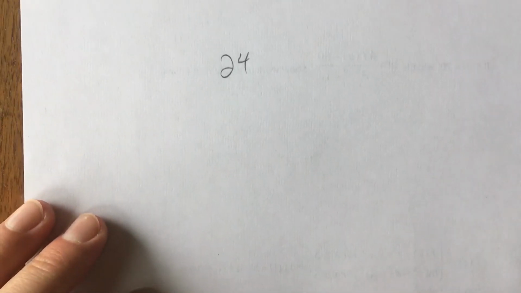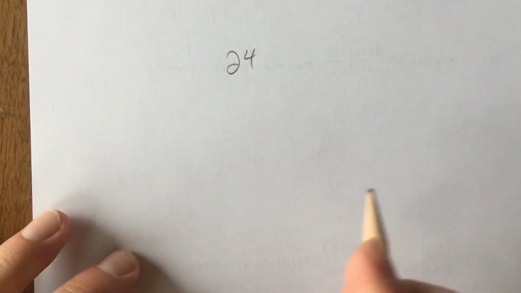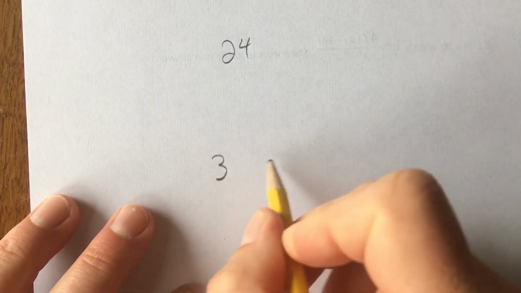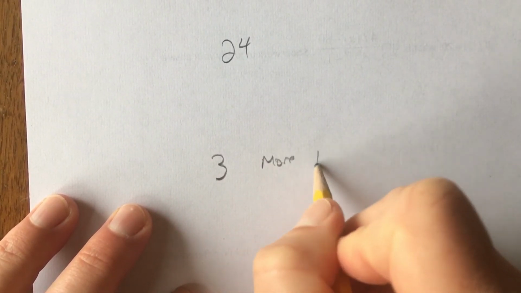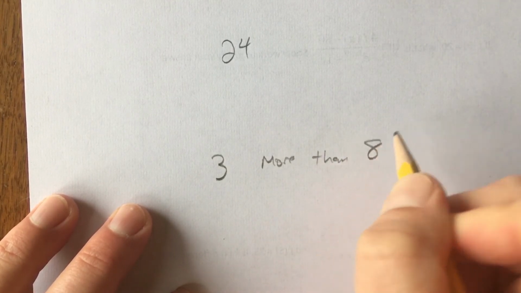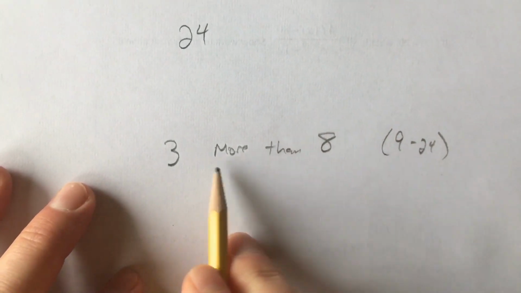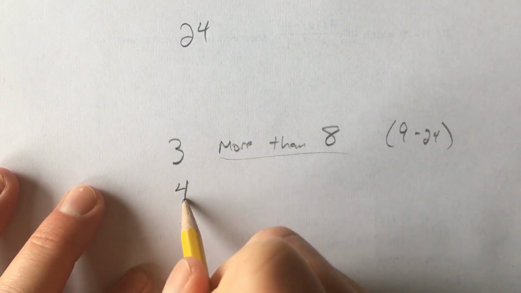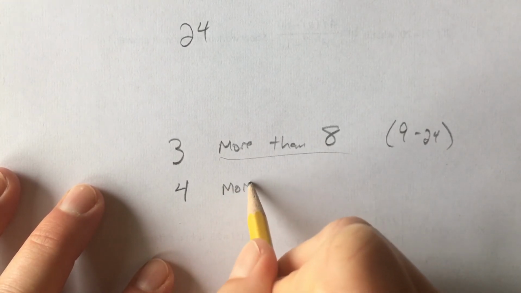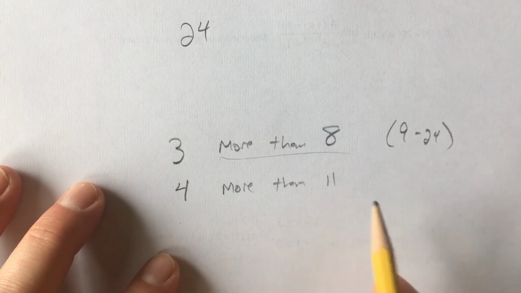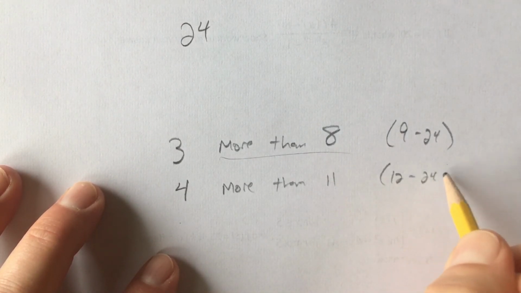Okay, so altogether we had 24 points. Now again, I'm just guessing at this point. Don't hold me to it. I think if you want to have a 3, you need to have more than 8. So 9 to 24, somewhere in there, okay? You got to have more than 8 if you want a 3. If you want a 4, I'm going to say you need to have more than 11. That's just a guess, all right? So 12 to 24 range if you want a 4.